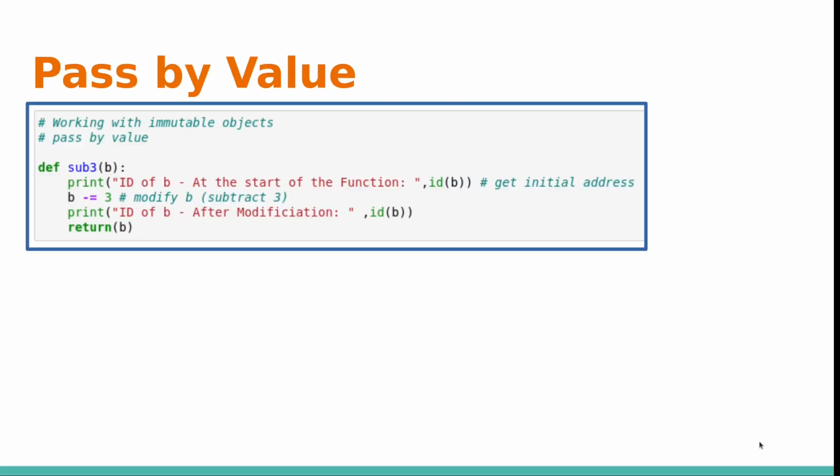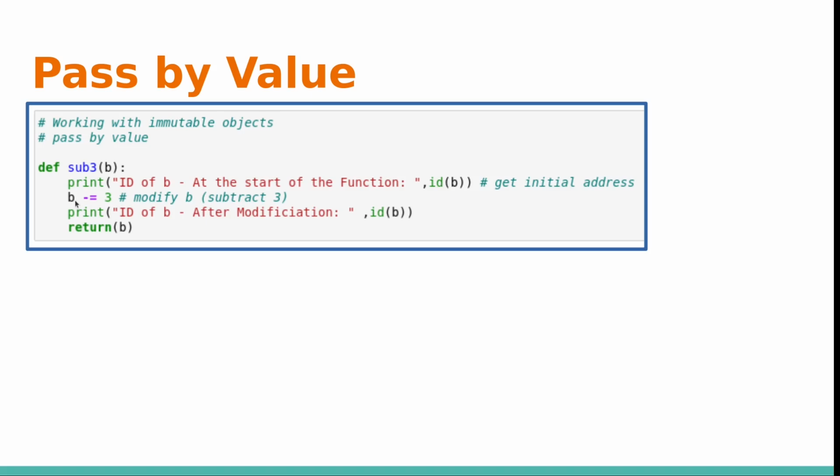So let's look at pass by value. I have defined a function sub3, which takes a single argument b. What I'm doing is printing initially the ID of b. This ID function, ID of b, gives me a human readable address of b. So it is printing the ID, or the address, where this b is stored.